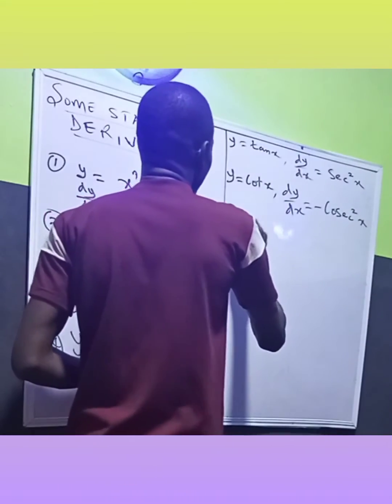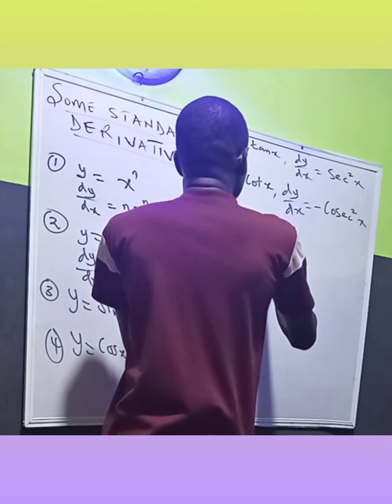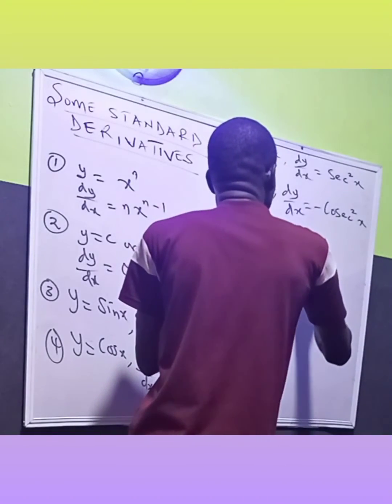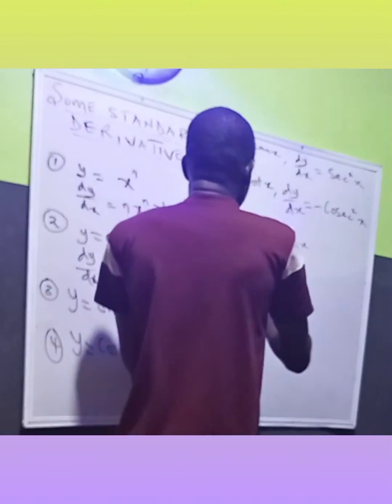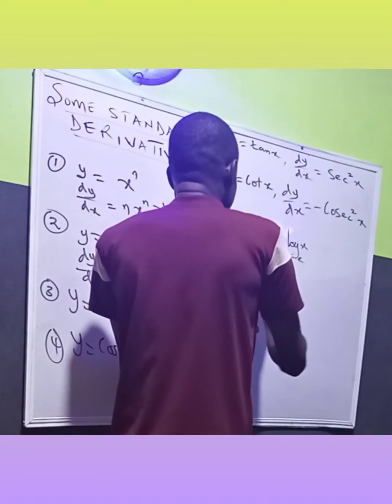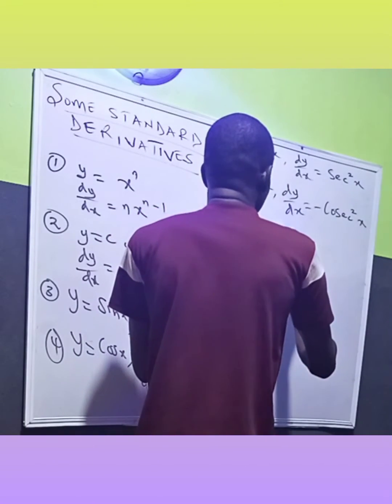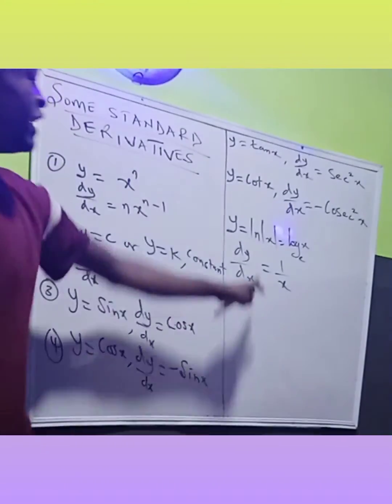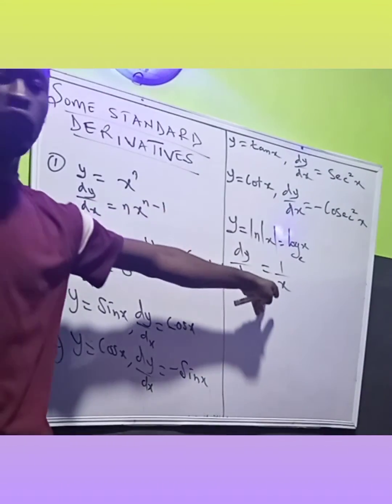So if y equals ln of the absolute value of x, or sometimes represented as log of x to base e, dy/dx is equal to 1 over x. If you differentiate ln x, the answer is 1 over x.